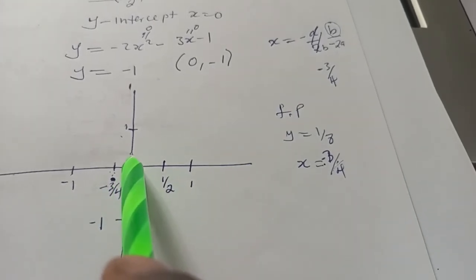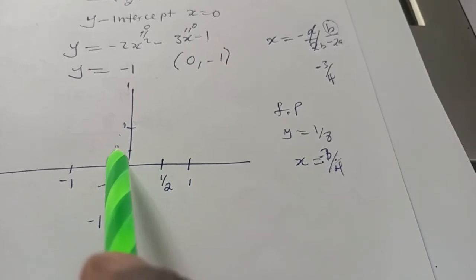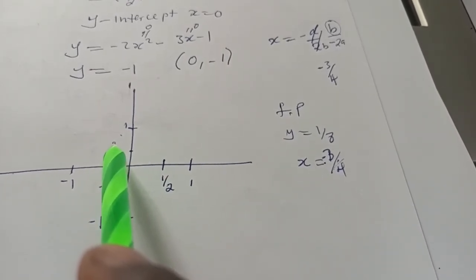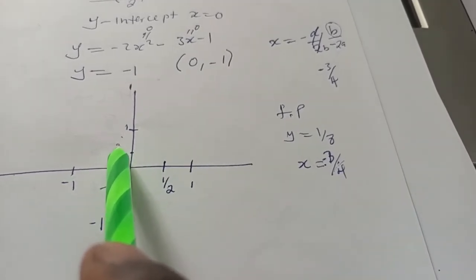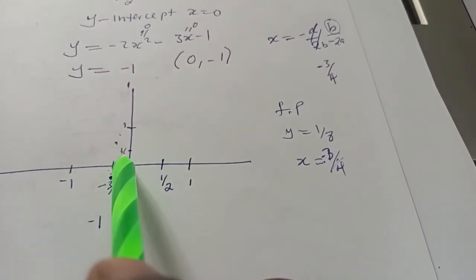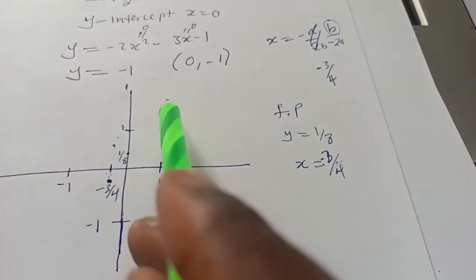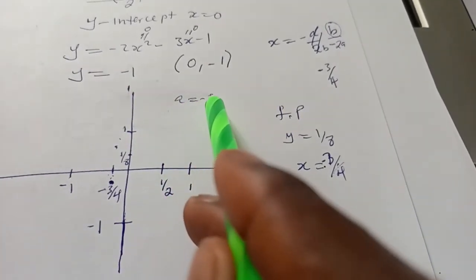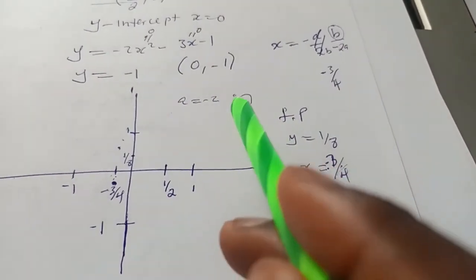Then it's somewhere there, which is 1 over 8. Remember that the a value is negative, so meaning it will be a downward curve.